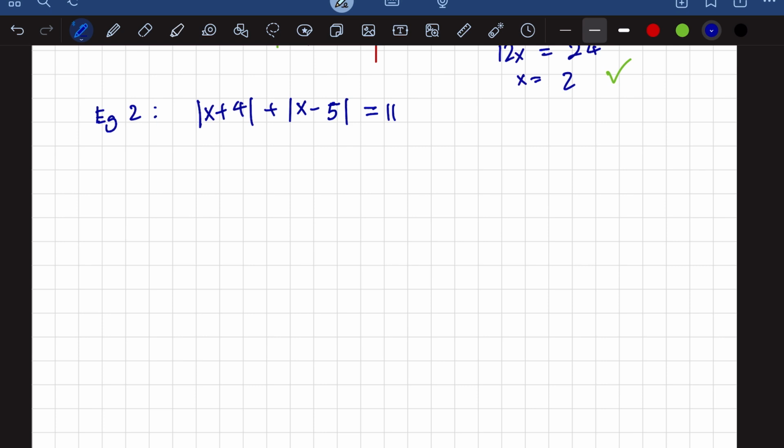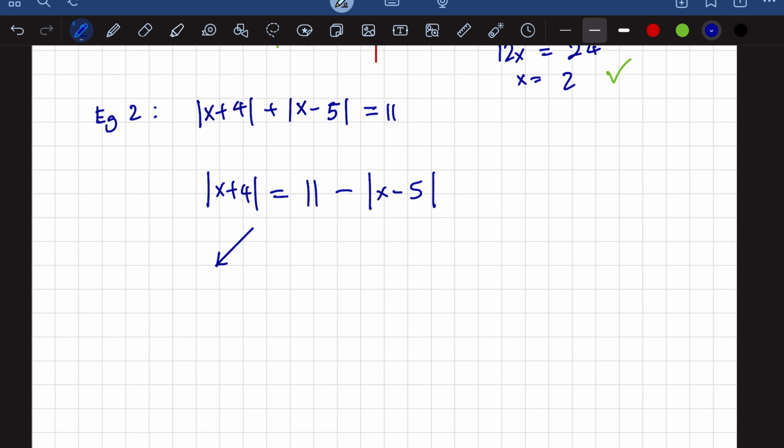What I'm going to do is try to isolate one of the linear modulus. So probably x plus 4, I'll isolate it on the left. I'm going to say mod x plus 4 equals 11 minus mod x minus 5. Notice that I don't remove my modulus. I still keep it. Now here we're going to split.